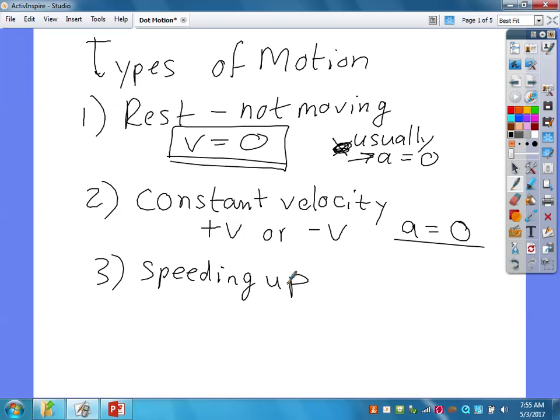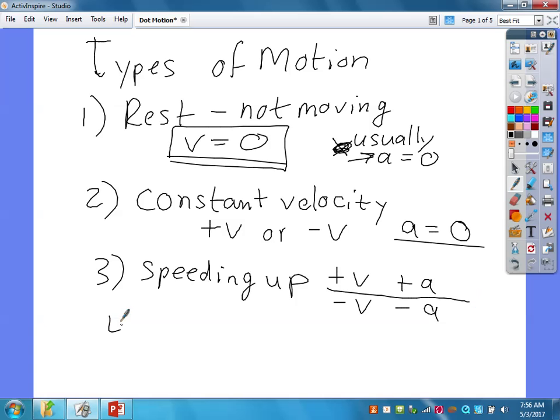You could be speeding up. That's the next type of motion. Obviously, this means you're accelerating, but we want to be more specific than simply accelerating. Speeding up means that your velocity and your acceleration have the same sign. So both of those are examples of speeding up, either positive V and positive A, or negative V and negative A. They have to go together. That means you're speeding up.